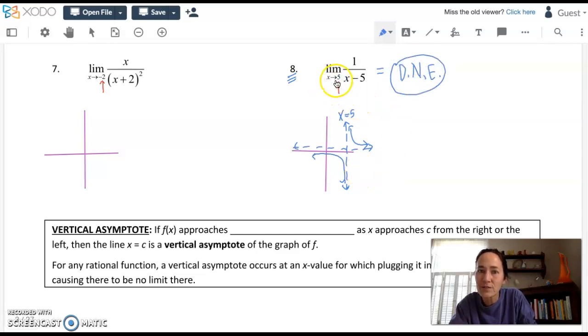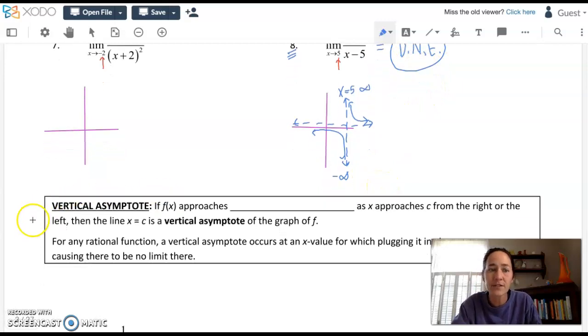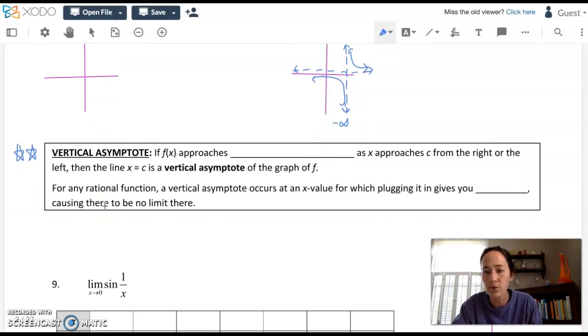When you put x goes to 5, you're assuming you're talking about from both sides, from the left and from the right. And one is approaching negative infinity, the left side limit. The other is approaching positive infinity. They do not agree. The limit does not exist. And that's one of your main cases. A vertical asymptote is going to be one of the main circumstances where there is a lack of a limit.